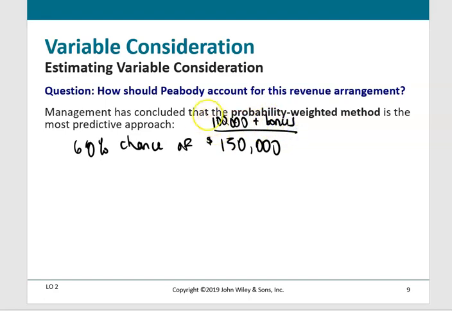But what is the amount of the bonus? If there's a 60% chance that the company is going to have the entire 100% of the bonus, there's a 60% chance that the total consideration is going to be 150,000. So we multiply 150,000 times 60% and get one portion of our expected amount, which is 90,000.